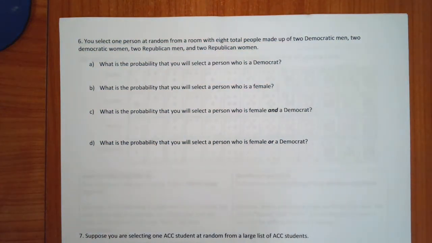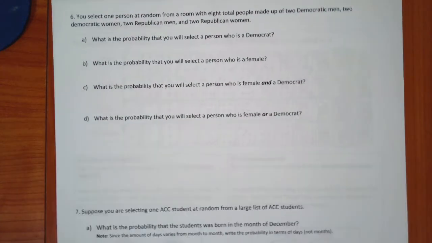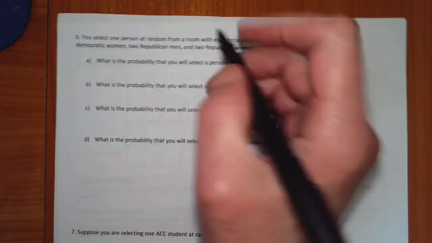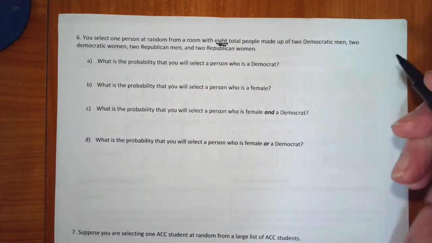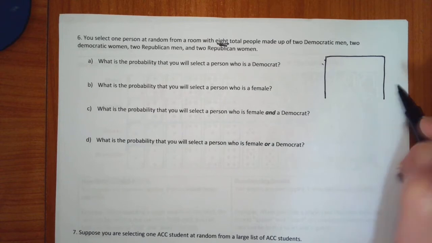Okay, you select a person at random from a group of 8 total people made up of 2 Democratic men, 2 Democratic women, 2 Republican men, and 2 Republican women. What is the probability that you will select a person who is a Democrat? Now there are a couple ways to look at this again. You know you have 8 total people. You could even make a little chart if you wanted to, if this would help you with a visual.